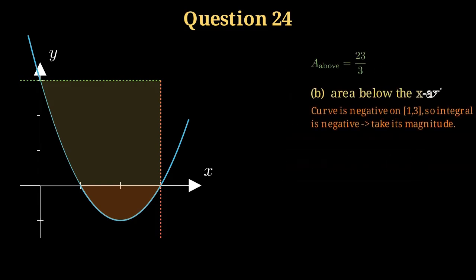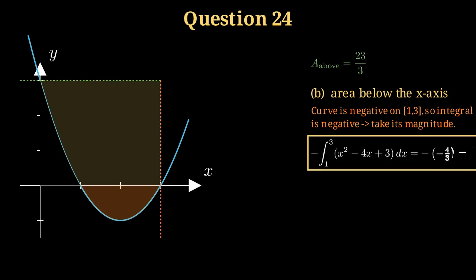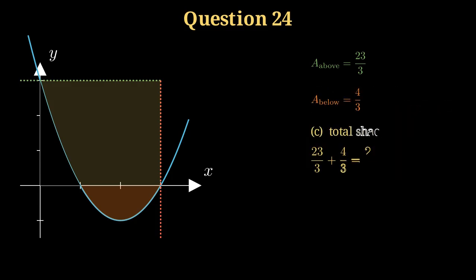Part B. Between x equals 1 and 3, the curve dips below the x-axis, so its integral comes out negative. Area is always positive, so we take the magnitude, the size, of that integral. Integrating from 1 to 3 gives minus 4/3, so the area below the axis is 4/3. About 1.33 square units.